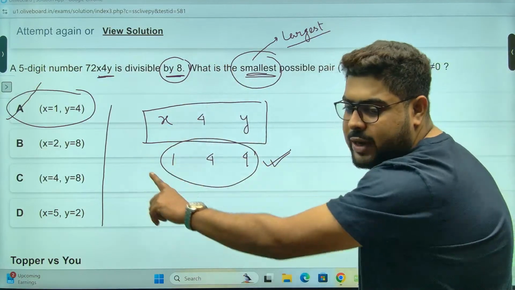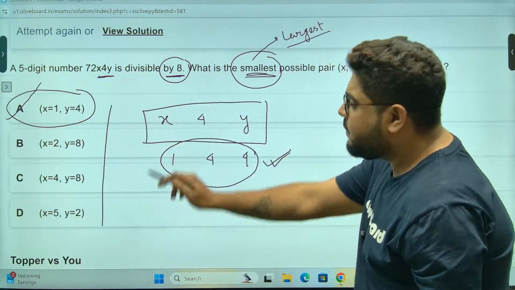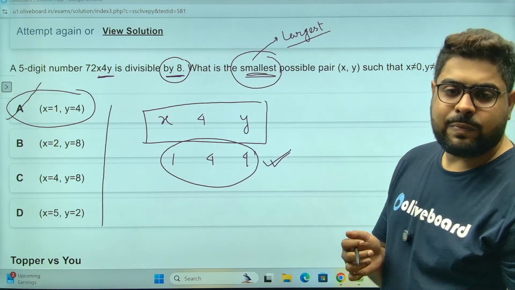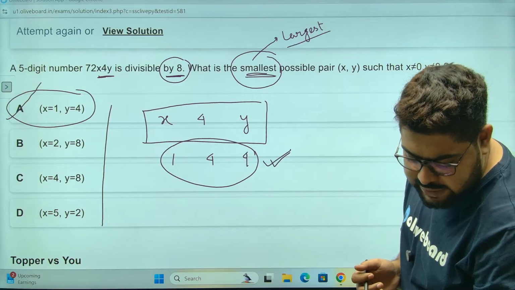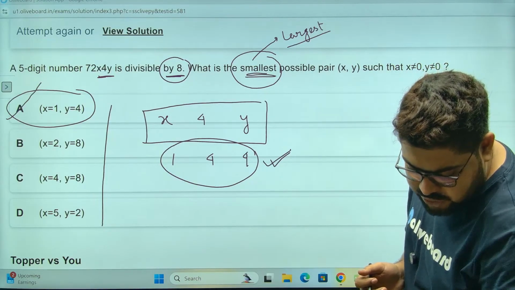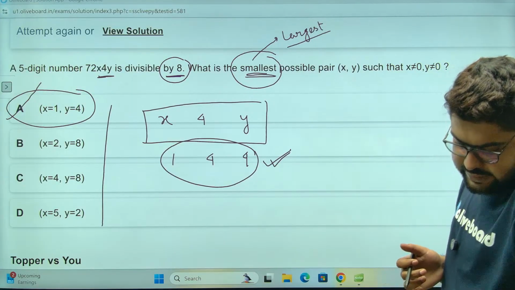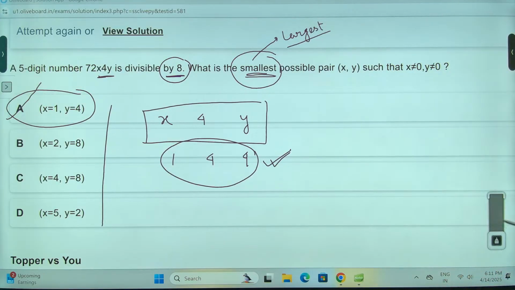Always take the smallest one from the options. If the question is largest, we'll start with the largest. That much street smartness is all that is needed. I'm having some issue with this. Your comments. Perfect, sir.